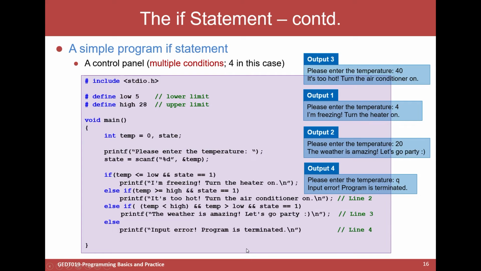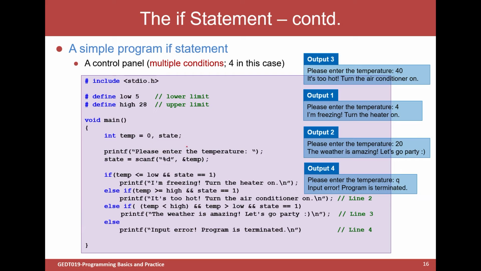Okay, and more examples just to make things more clear. How about if we have not one condition? We have one situation, second situation, third situation, fourth situation. Same like this example here. In this example we have low equal 5, high equal 28, and we would like to calculate some temperature.